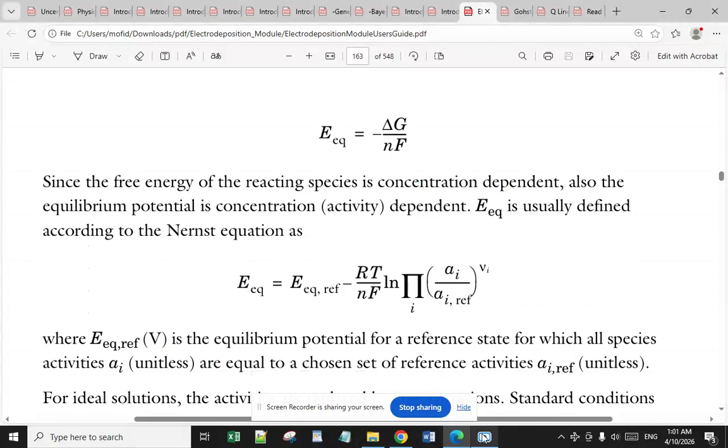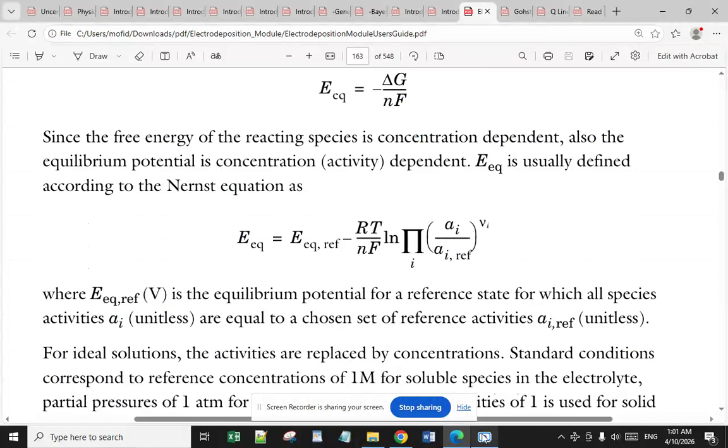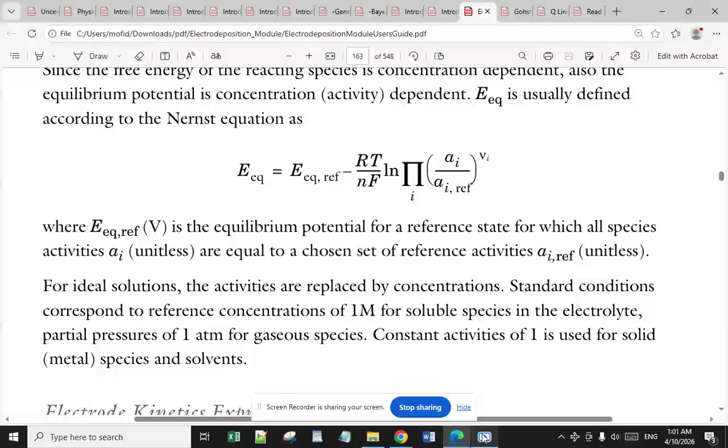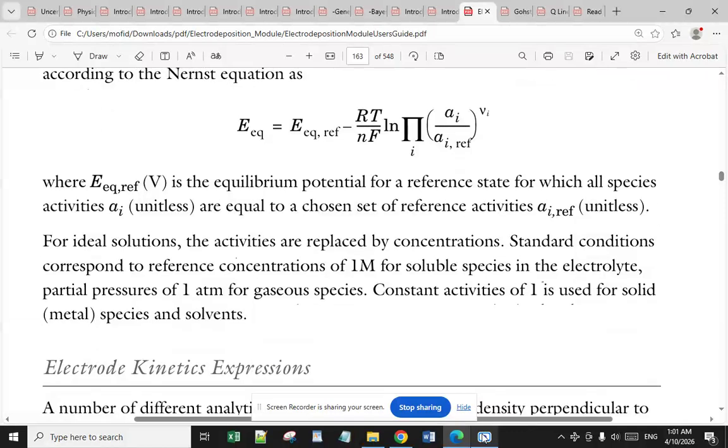Free energy of the reacting species is concentration dependent. Also, the equilibrium potential is concentration and activity dependent. E_eq is usually defined according to the Nernst equation as follows. E_eq is equal to E_eq,ref minus RT divided by nF times ln of the product of a_i to the power of v_i, where E_eq,ref is the equilibrium potential for a reference state for which all species activities a_i, unitless, are equal to a chosen set of reference activities a_i,ref, unitless.